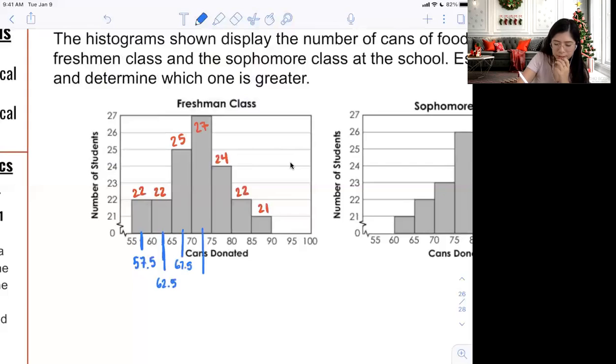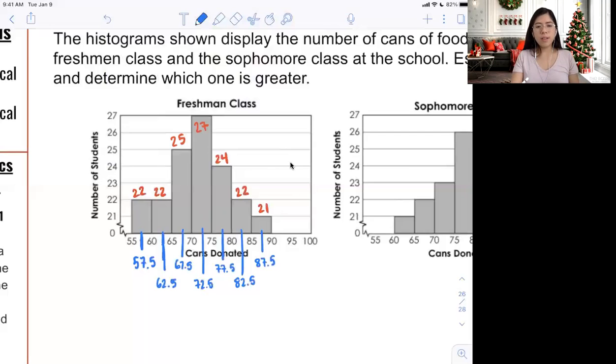70 and 75? 72.5. 75 and 80? 77.5. It's the same thing. Yeah, there's a pattern. 82.5. Since each interval has 5, halfway would always be plus 2.5.